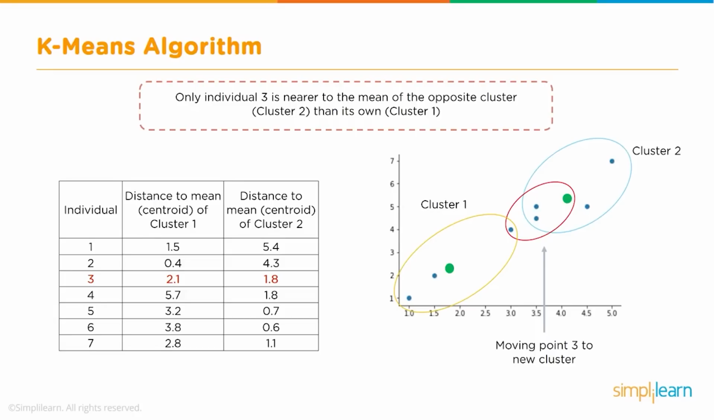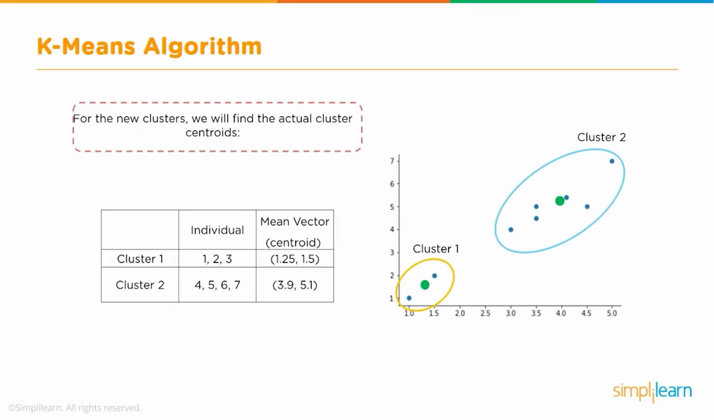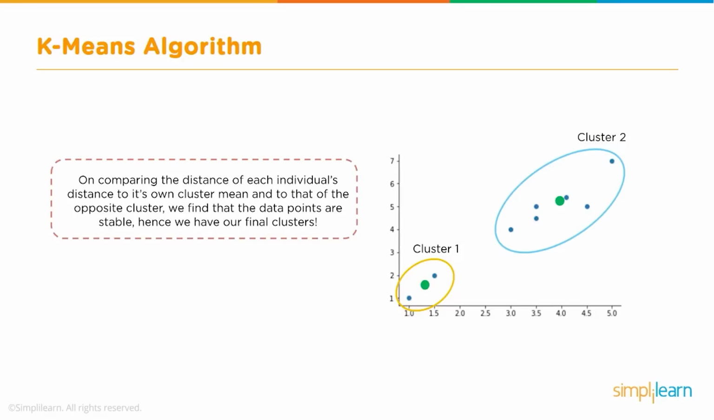So when we've moved the centroids of the clusters over, one of the points shifted to the other cluster because it's closer to that group of individuals. Thus, individual 3 is relocated to cluster 2, resulting in a new partition. And we regenerate all those numbers of how close they are to the different clusters. For the new clusters, we will find the actual cluster centroids. So now we move the centroids over. And you can see that we've now formed 2 very distinct clusters. On comparing each individual's distance to its own cluster mean and to that of the opposite cluster, we find that the data points are stable. Hence, we have our final clusters.